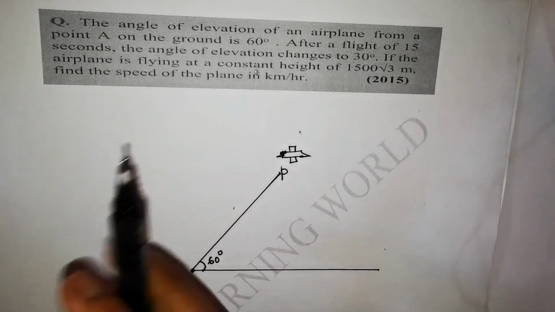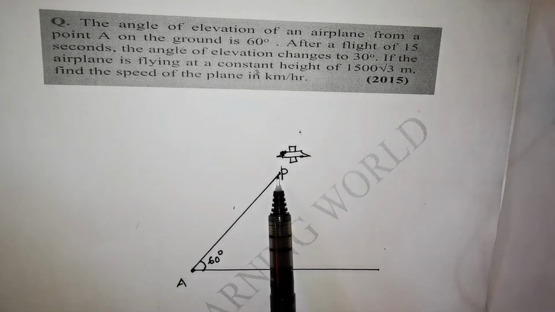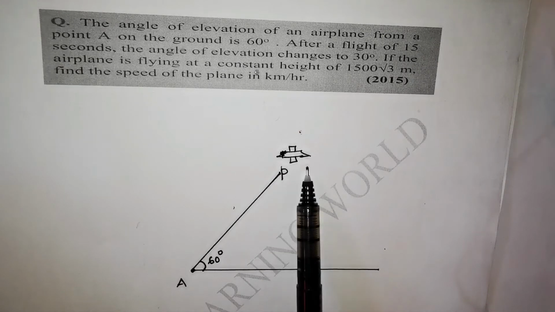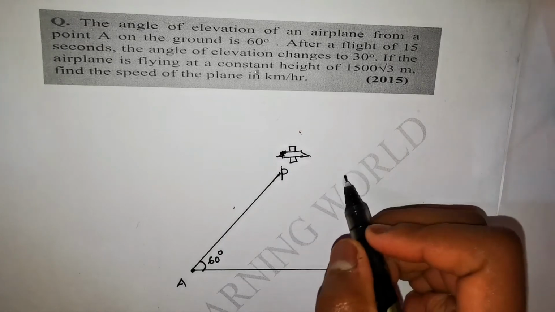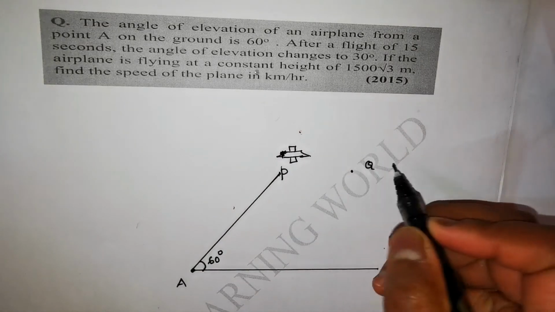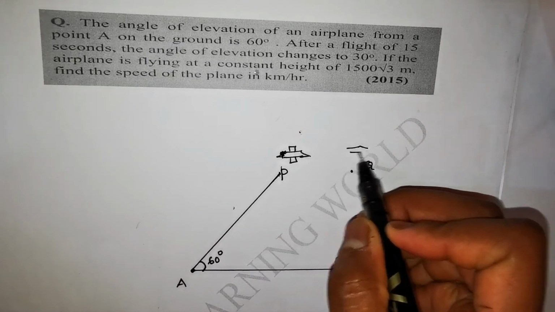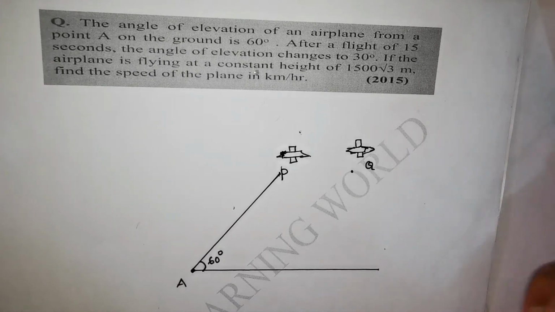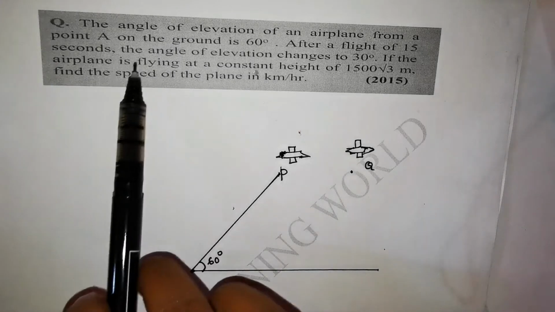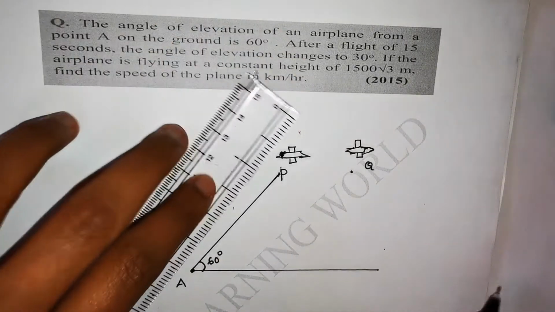Okay, students. So next part of the question. After a flight of 15 seconds, the position of this airplane also will change. Let this airplane be at point Q after 15 seconds. Let this be the position of the airplane after 15 seconds at point Q. And the angle of elevation changes to 30 degree. So it is 30 degree now.